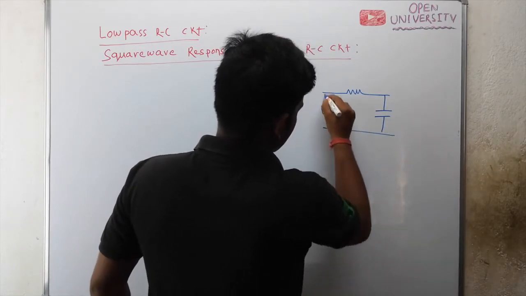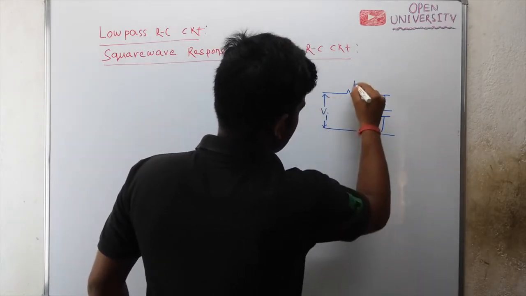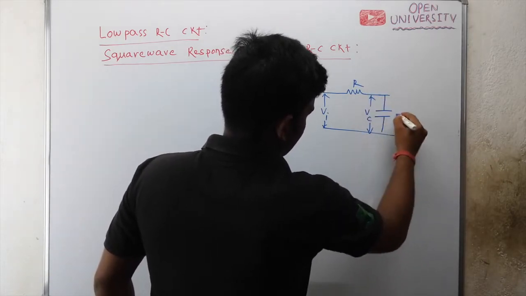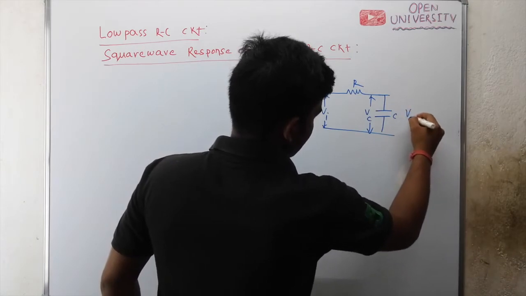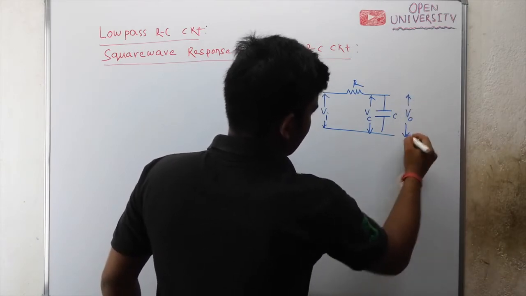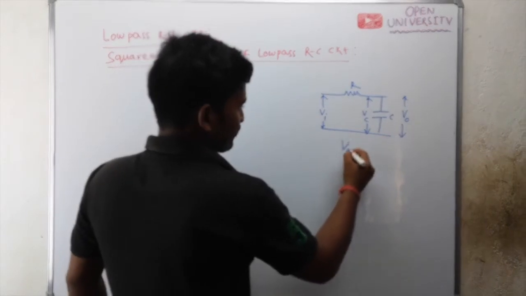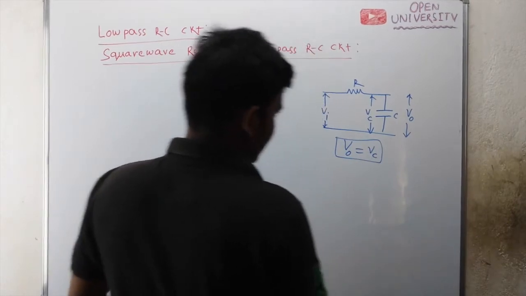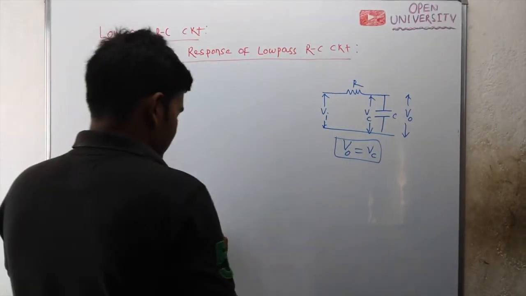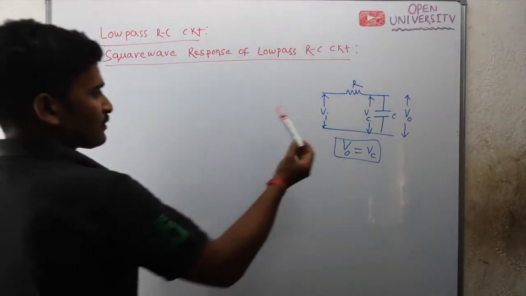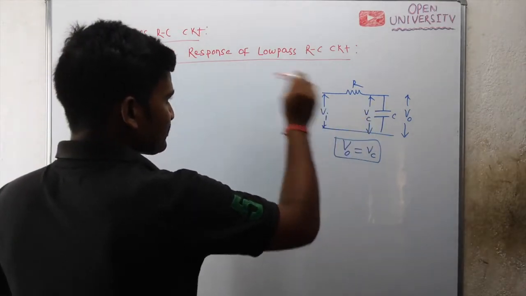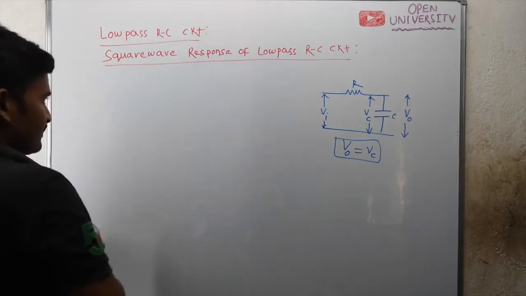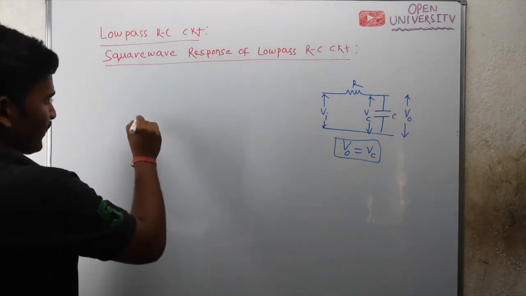This is input voltage Vi and this is R. This is the capacitor and this is the voltage across the capacitor. The output voltage is V0, and from this you can say V0 equals Vc. Output voltage is nothing but the voltage across the capacitor. This is your low pass RC circuit. My interest is to find out the response of this circuit when the input is a square wave signal. Let my input be a square wave signal which varies between 0 and Vm.